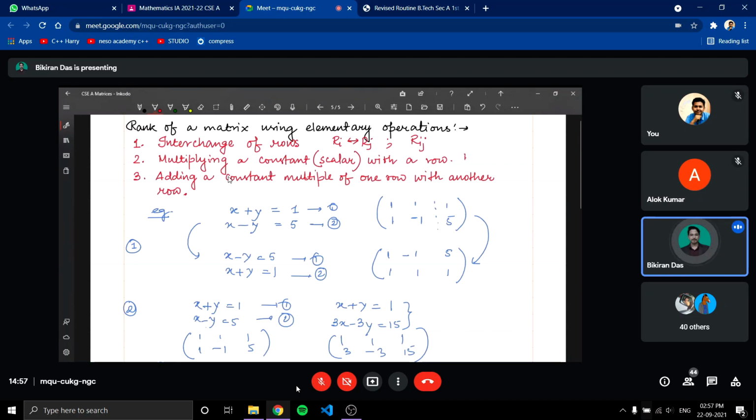Next one, you can write this as k into Ri. What is k into Ri? You have multiplied the constant k with the row Ri. And this one you can write like this: Rj plus kRi. That means you have changed the jth row by adding a constant multiple k of the ith row to Rj. So you have to remember the notation, and you have to write these in every step where you will be using them.